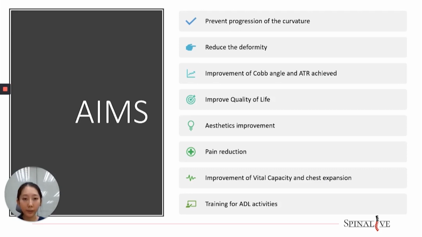Okay, so the aims are the same. Prevent progression of the curvature, reduce the Cobb angle, reduce the deformity look, improve the ATR besides the Cobb angle alone, improve quality of life, and aesthetic improvement: less shifted, less sunken or less underdeveloped concavity or concave surface of the musculature, and reducing pain for those who have discomfort and pain.